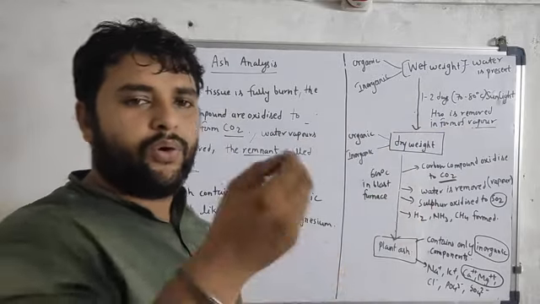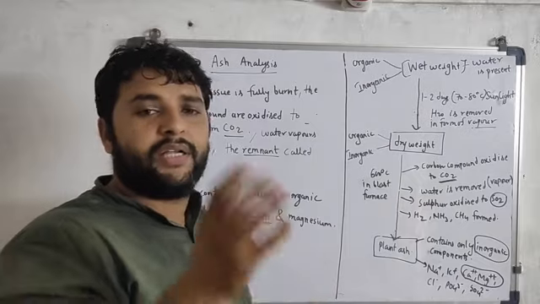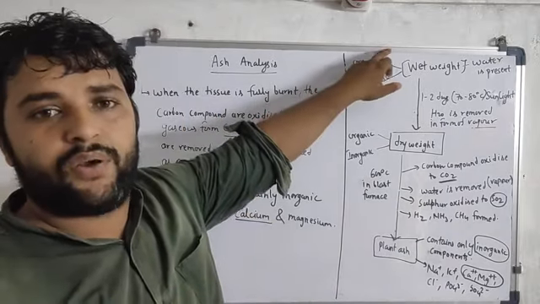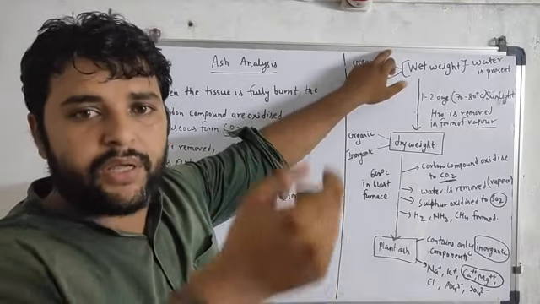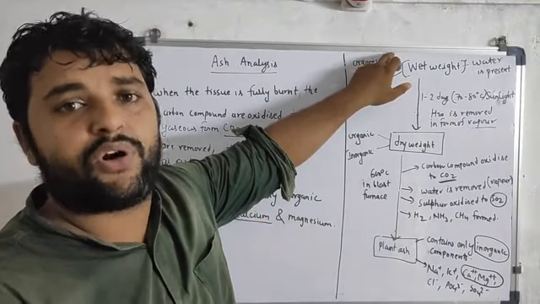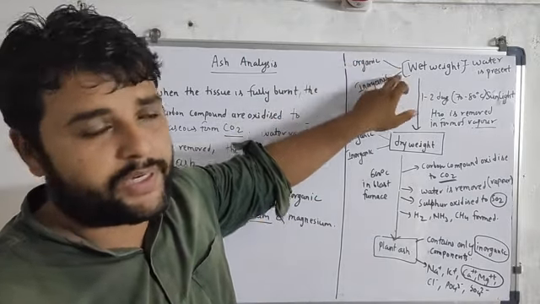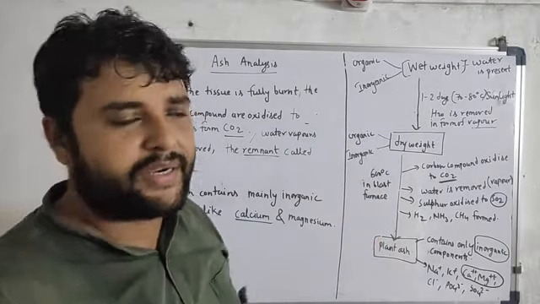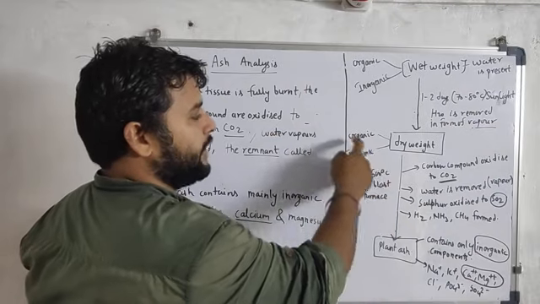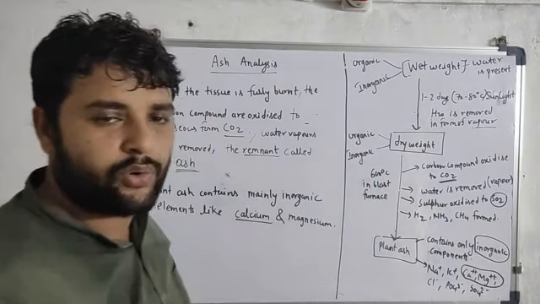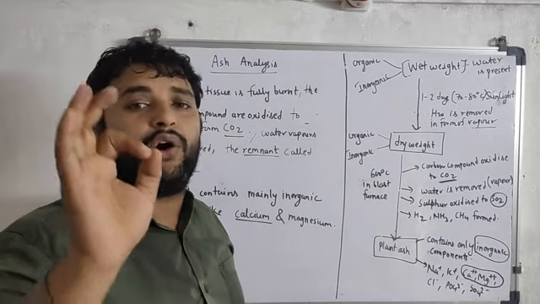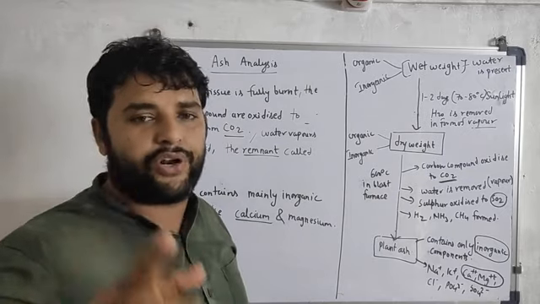Then again we take the weight, and that weight is called the dry weight. The first weight, taken just after plucking the leaf, contains water. But when water is removed, that weight is called the dry weight. It still contains organic and inorganic molecules, but our aim is to identify only the inorganic elements.